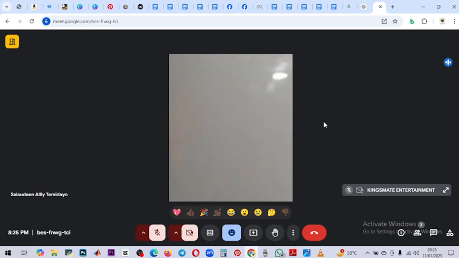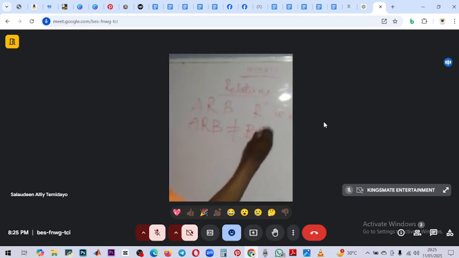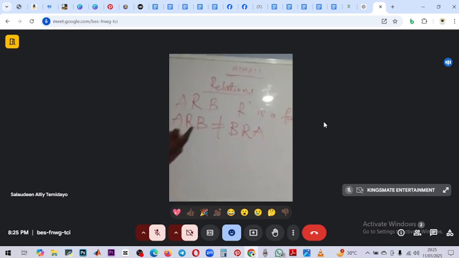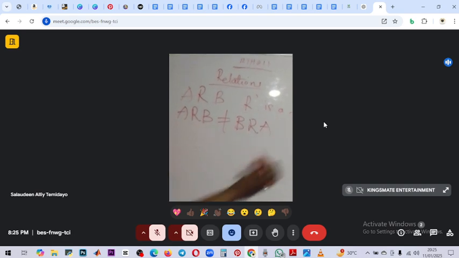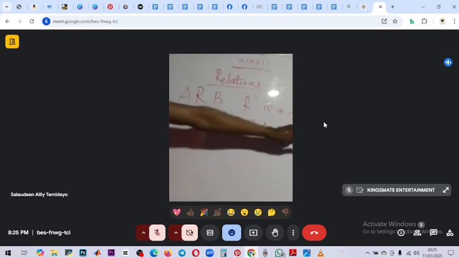And per se, I can't say that B is also a father of A. It is impossible. The son can never be a father. So A is a father of B is not equal to B is a father of A. A is related to B is not equal to B is related to A if the relation is "father".